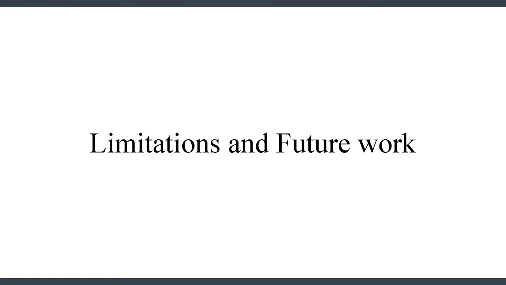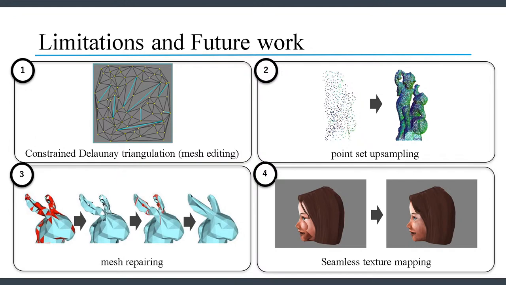Lastly, I explain some limitations and future work. First, the mesh connectivity is automatically computed via domain triangulation without any constraint. So, it might be better to allow the user to triangulate the point set with edge constraints by combining the conventional meshing process if necessary. Second, it may be interesting to explore the possibility of extending it to include other 3D modeling processes. For example, point data sampling, mesh repairing, and seamless texture mapping in the future.